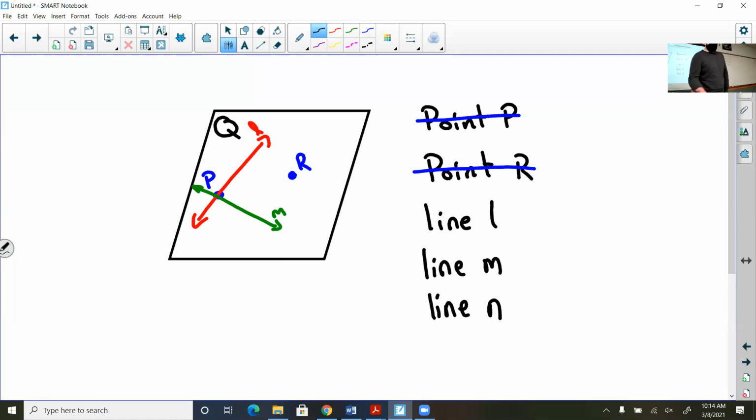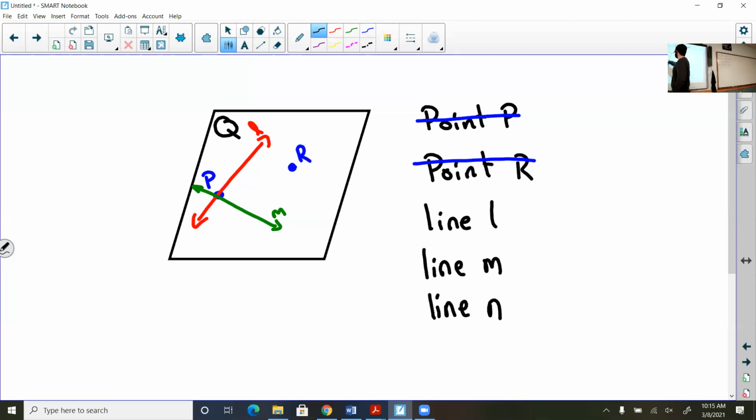All right, so lines L and M intersect at point P. Check. Line N intersects line M at R. So if it intersects at point R, that means that point R must also be on line M.